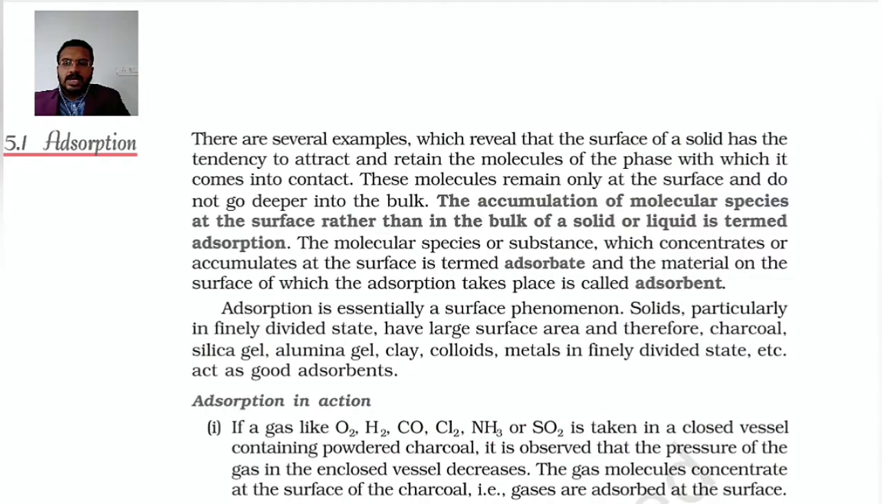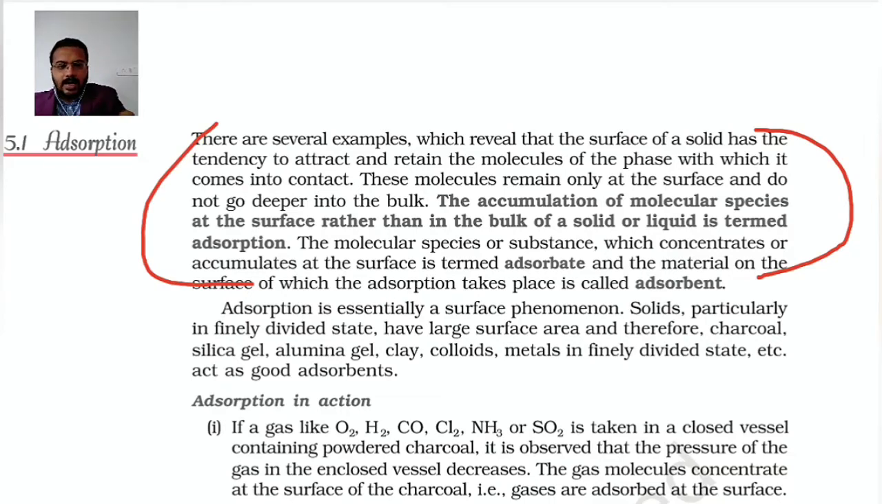So right now we will be dealing with the definition for adsorption. The accumulation of molecular species at the surface rather than in the bulk of a solid or liquid is termed as adsorption. So the definition says like this: the accumulation of a molecular species at the surface rather than the bulk of a solid or liquid is termed as adsorption. With the help of the chalk powder and tester, you can see that the chalk powder is getting accumulated only on the surface, and that's why it's called adsorption.